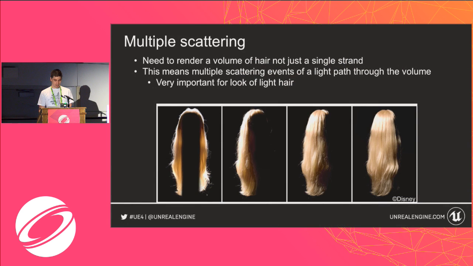We are missing scattering. We need to render a volume of hair, not just a single strand like the models describe. This means multiple scattering events of a light path as it goes through the volume. A light will bounce from one hair to the next, transmit through multiple hairs. This is very important for the look of hair, particularly for light hair color, because the light will be far less absorbed and can end up taking a longer path through the hair volume before it gets dim enough to not be able to see anymore.